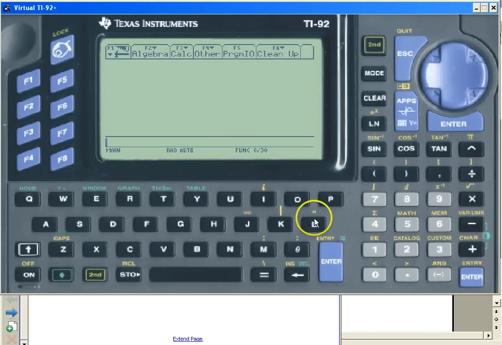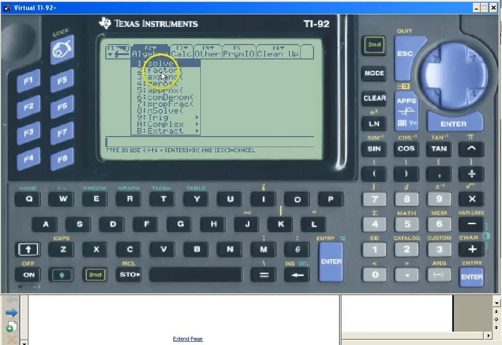Let me just start from scratch. Okay, you ready? So you do this. Notice that Colossus is a computer algebra system. It does everything algebraically, unlike the TI-83, 84, which does everything numerically. This can also do it numerically. But if you go to F2, notice the trusty solve key.